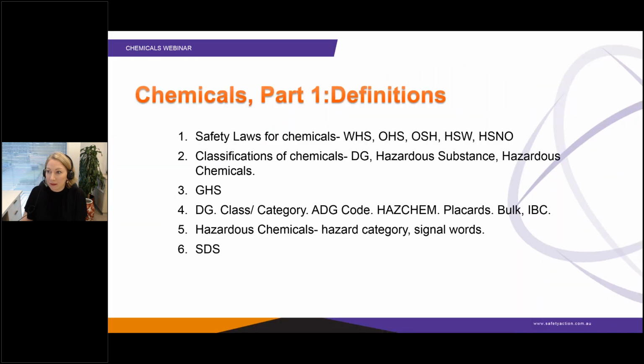Here's an overview of the key definitions that I'll be taking you through today. There's several different definitions associated with the safety laws. This is because in different states and countries, the laws have different names. I'll explain what these definitions are. Next, chemicals have different classifications based on the law. Dangerous goods, hazardous substances, and hazardous chemicals. I'll explain what those terms mean and what the differences are.